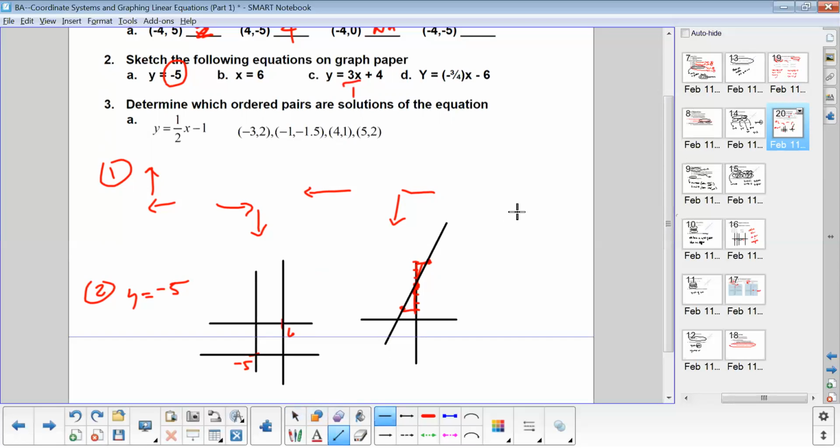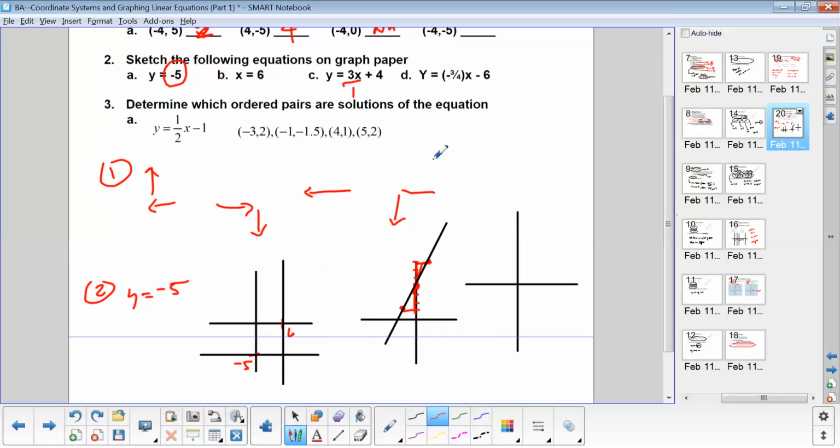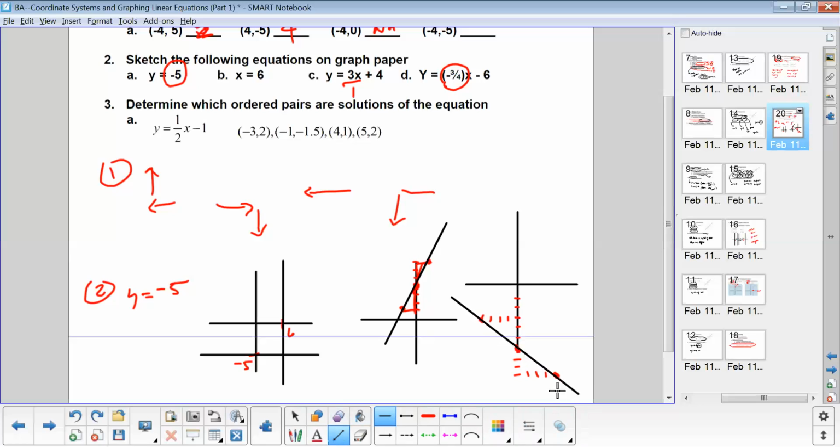And then finally, one more. Part D crosses at -6, and the slope is -3 to 4, which means we could increase from this y-intercept 3, 1, 2, 3, but then decrease 4. Or we could continue going down, decrease 3 and increase 4. I'm kind of going off my grid there, but that line would cross through those points.